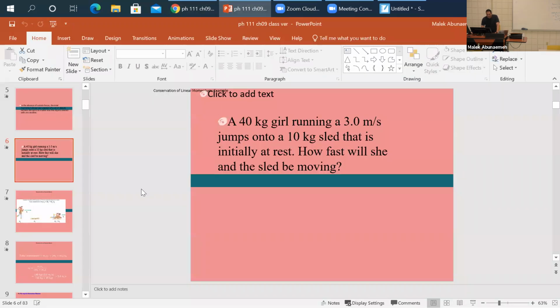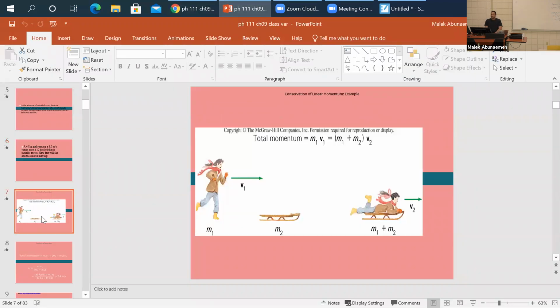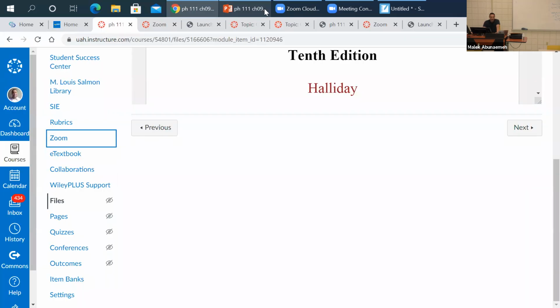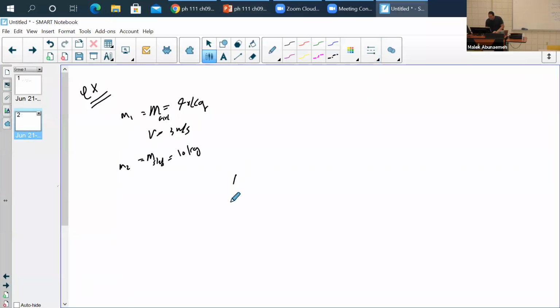So according to this picture, M1 is our mass for the girl, V1 is her velocity. M2 is the mass of the sled, V2 is, it's supposed to be V2, but it's 0. And then afterwards, it's going to be both masses multiplied by the same velocity. So your total momentum is going to be your momentum before equal to your momentum after.